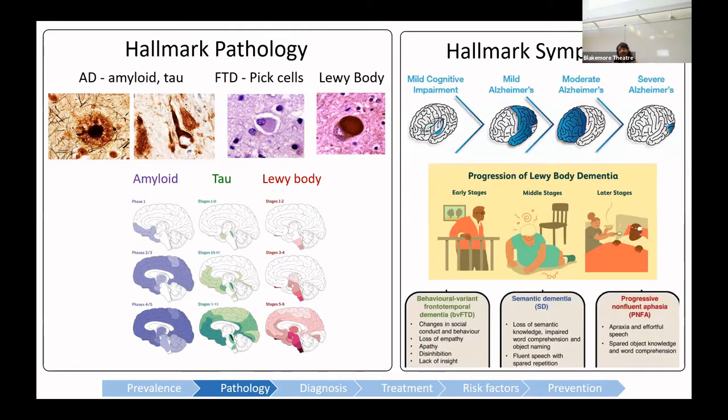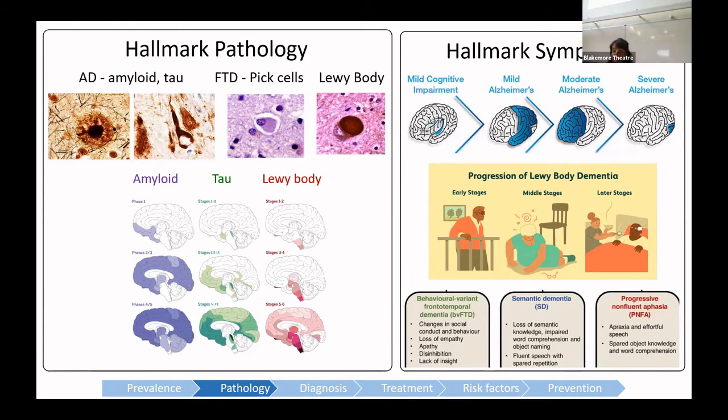The diseases also present with hallmark symptoms. In Alzheimer's disease, very broadly speaking, the earliest symptom is memory loss, starting with MCI, moving on to mild, moderate, and severe Alzheimer's as the disease progresses. With Lewy body dementia, based on where the pathology starts, you do see motor symptoms early on, and again, that progresses into cognitive symptoms. With FTD, depending on which variant you have, you can have changes in social conduct, impulsivity, apathy, language problems, and so on.